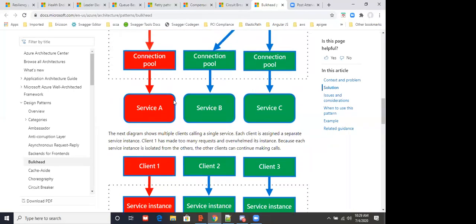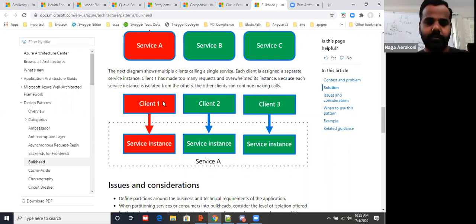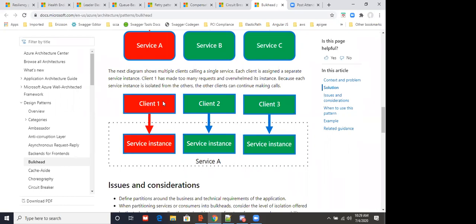Suppose client one needs this service and is making thousands of requests. Client two and client three are idle. But now that we have allocated client one to a specific service instance, while the service instances of client 2 and client 3 are available, we are overloading service instance 1 of client 1 and it will start failing, right? We could have served client 1 with service instance 2 and 3.